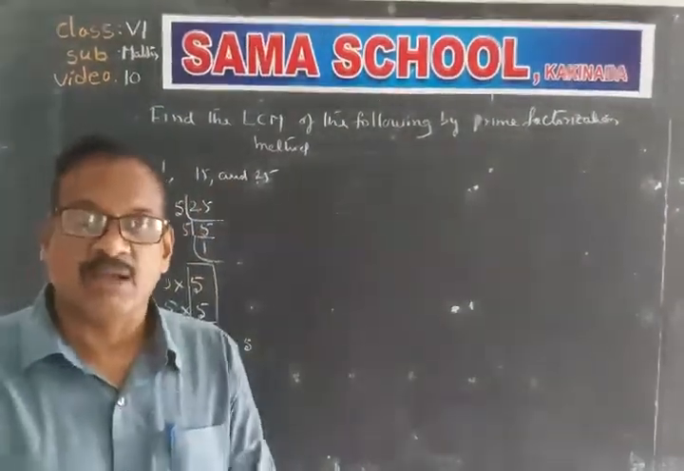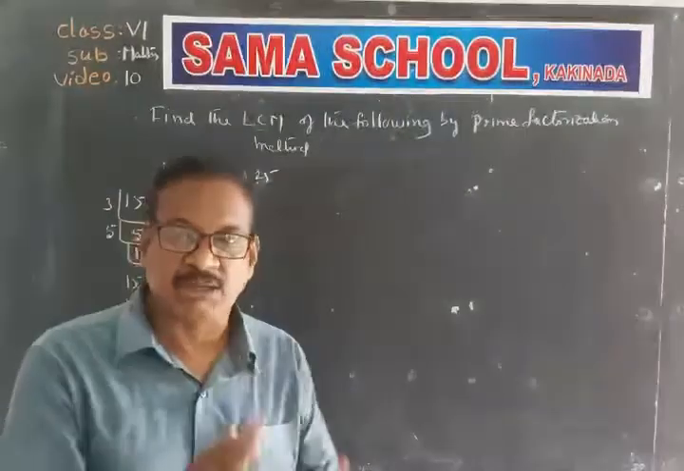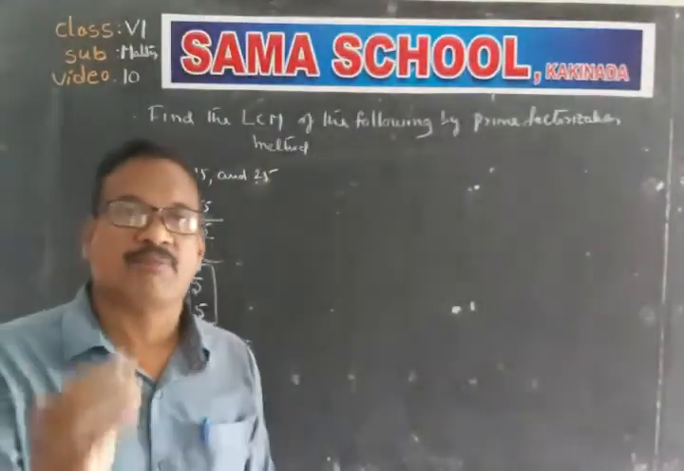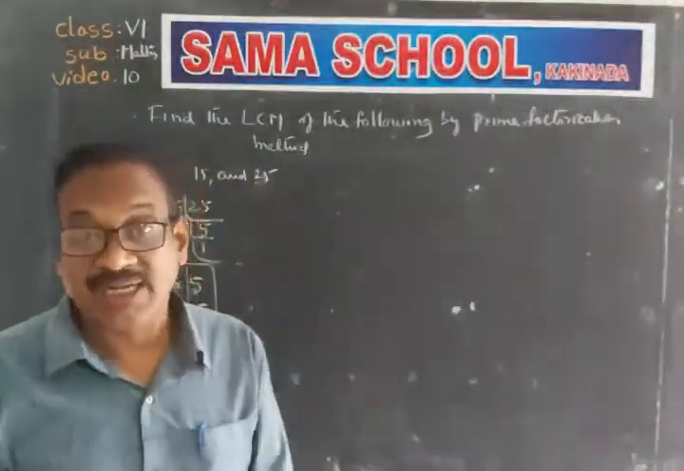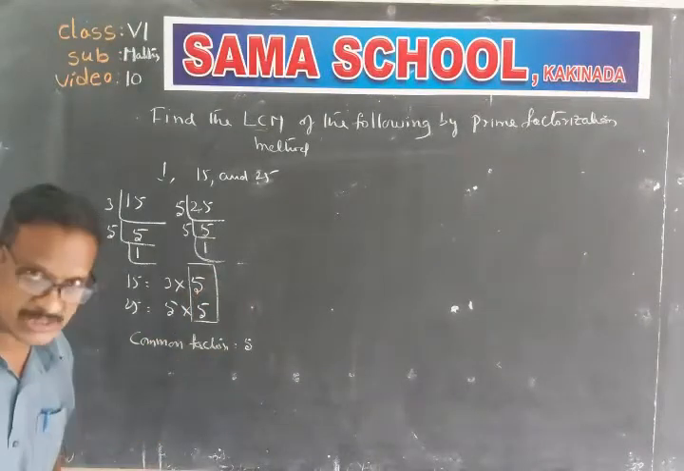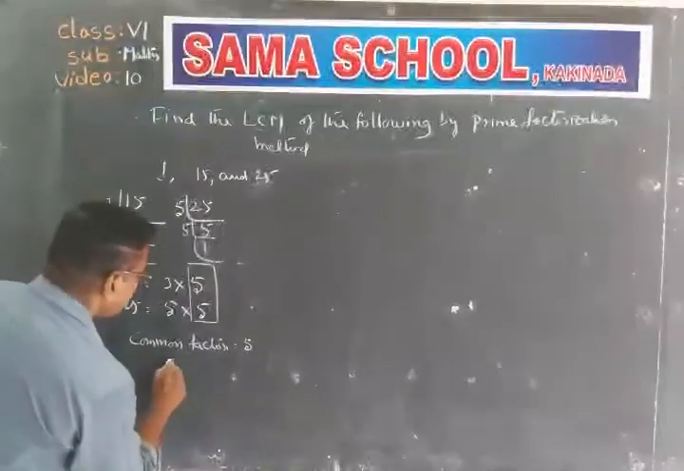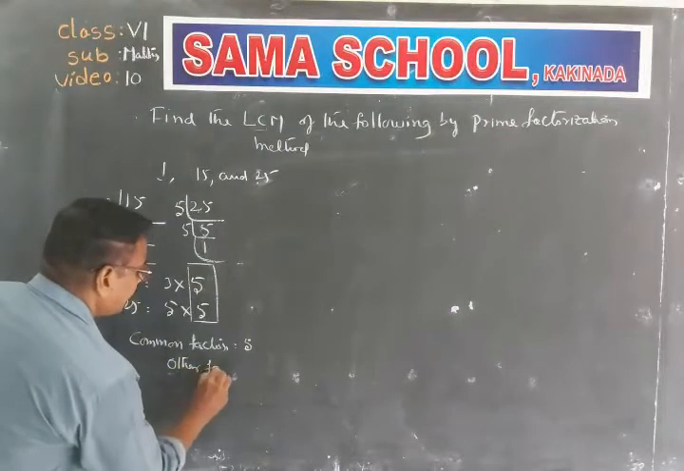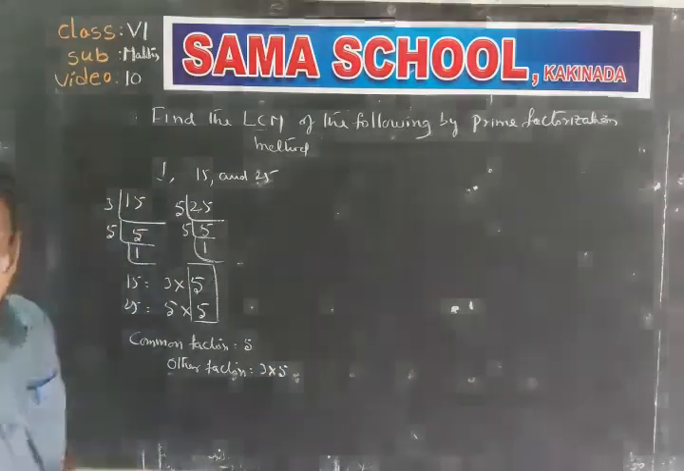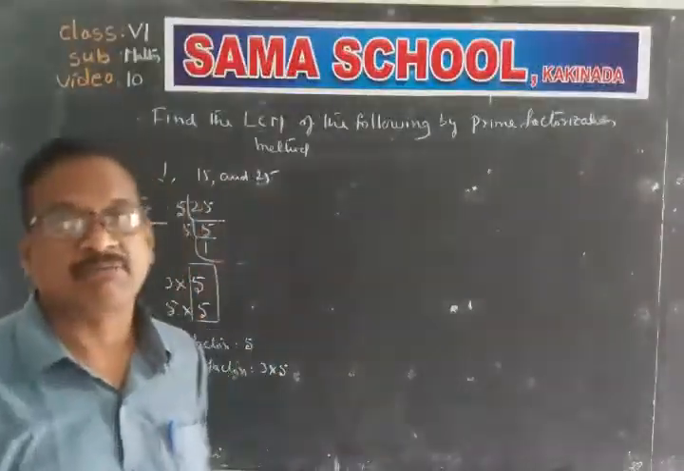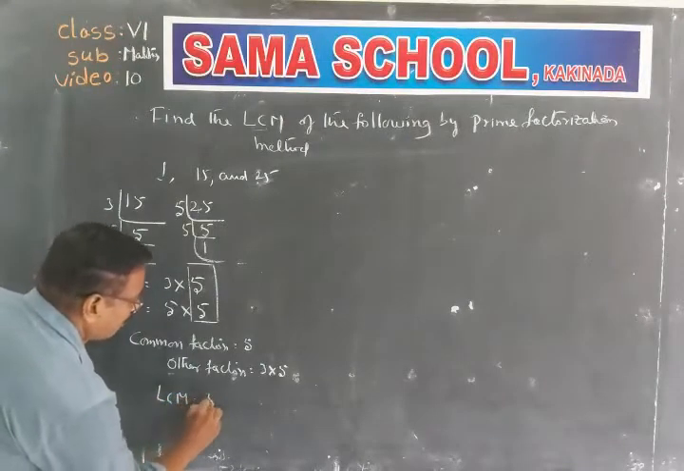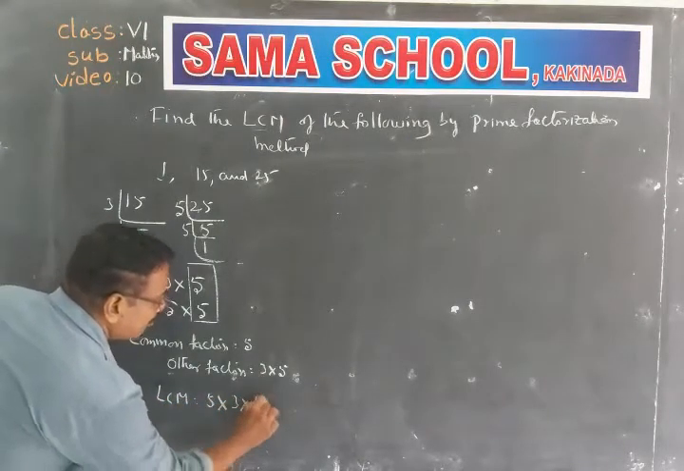What is the difference between HCF and LCM? The HCF is only the common factors that you multiply. Only that common factor you multiply. But in the LCM, you take the common prime factors and the other factors also. The other factors are 3 into 5. Now, the product of the common prime numbers and the other numbers. So, LCM is equal to 5 into 3 into 5.